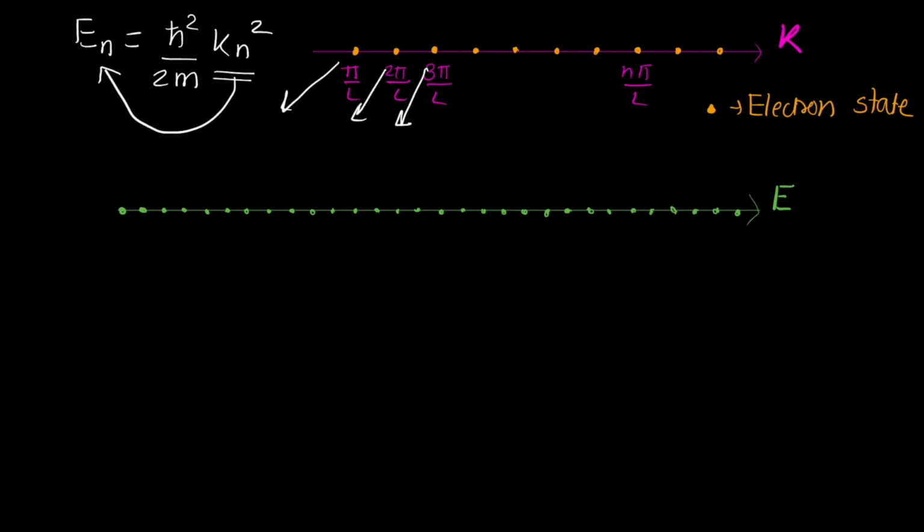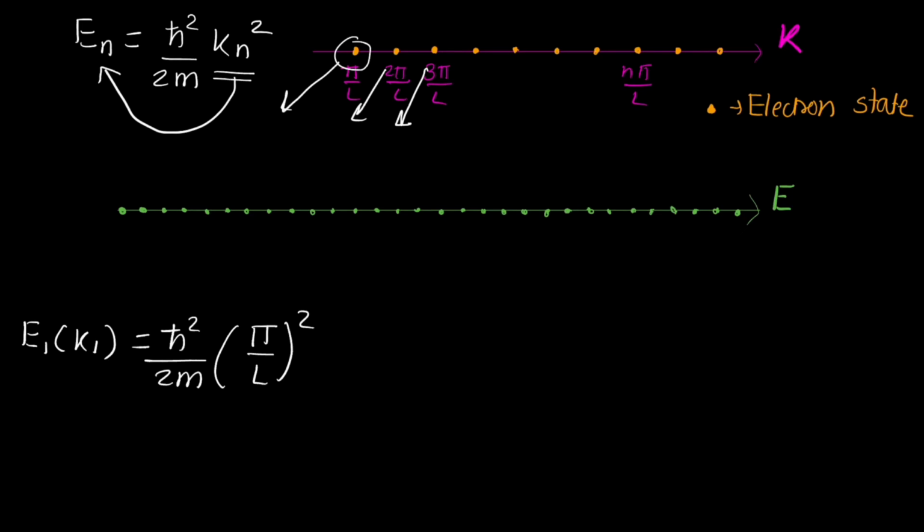The first state in the energy domain, let's call it E1, which will correspond to the frequency of K1, will have a value of h bar square by 2m into K1 square, but the value of K1 is pi by L. So it will be (pi by L) square. Let's call this value as some A.